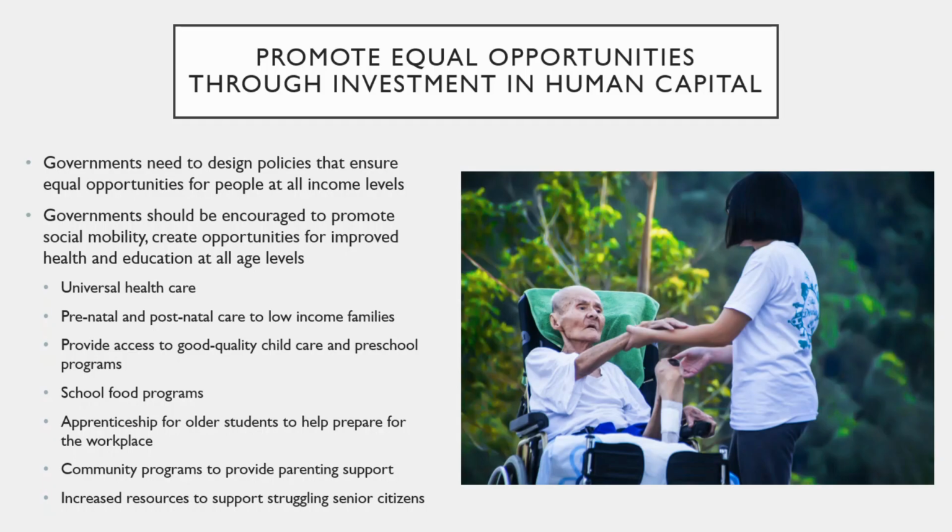Governments need to design policies that ensure equal opportunities for people at all income levels. Government should be encouraged to promote social mobility to create opportunities for improved health and education at all ages. Some of the suggestions that the textbook talked about are universal health care, prenatal and postnatal care to low-income families, access to good quality childcare and preschool programs, school food programs, apprenticeships for older students, community programs to provide parenting support, and increased resources to support struggling senior citizens.